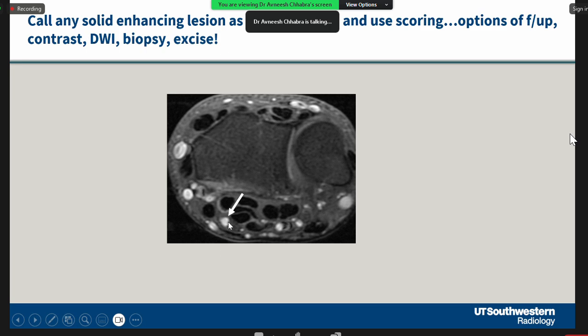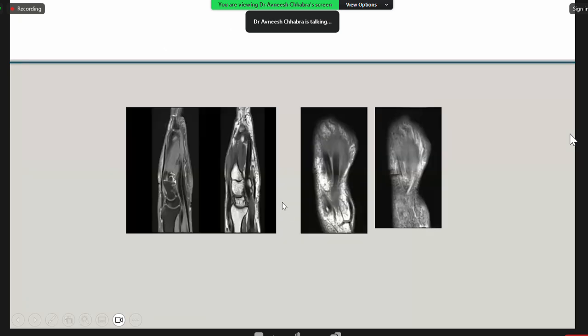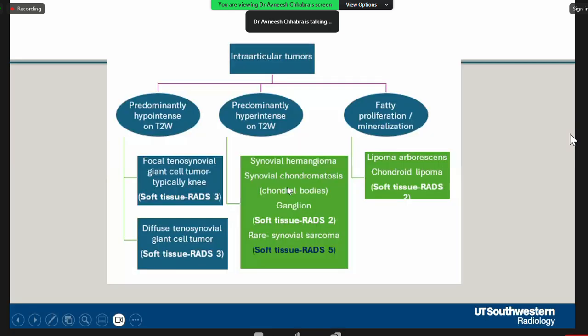So this is a small enhancing lesion in the median nerve, and this was a synovial sarcoma. So I've seen a few of these now, 4 or 5 millimeter small size synovial sarcomas. So be very careful. This one is nodular fasciitis. You can see high on ADC. So that'll be your nodular fasciitis, should be 2 or 3, whatever you want to call it, benign.